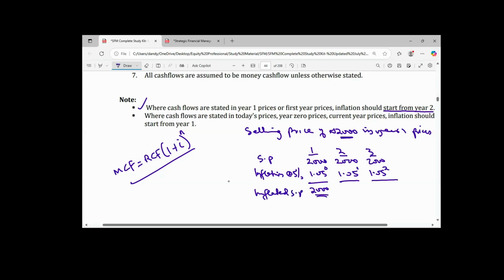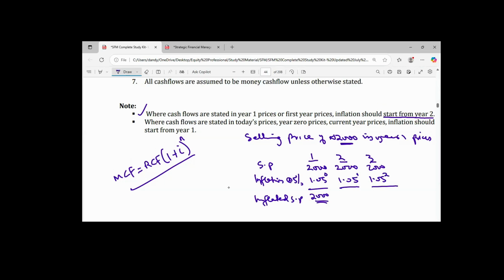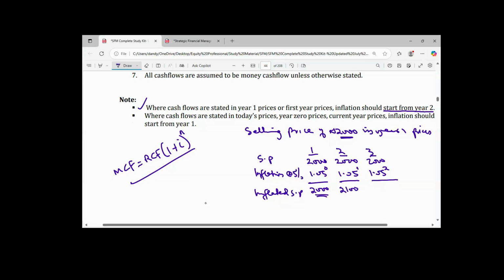That's the inflated selling price. So with this, I will then move to year 2. 1.05 raised to power 1, then multiply by 2,000 equals 2,100. Here is 2,100. I've inflated for year 2.